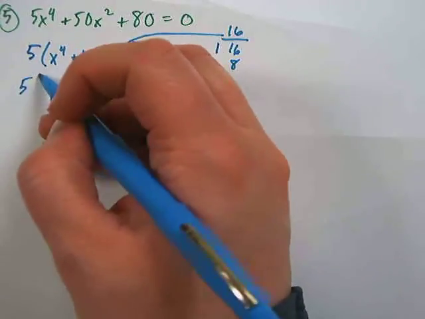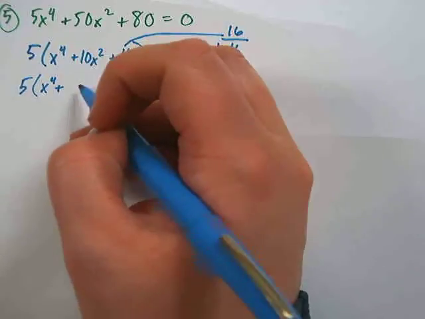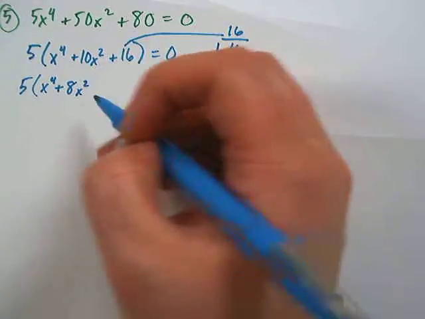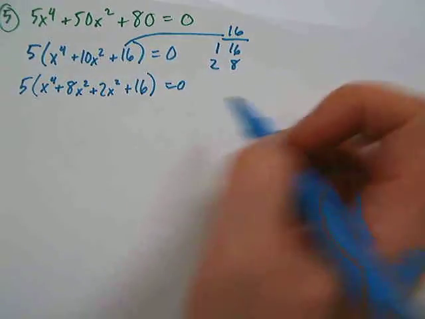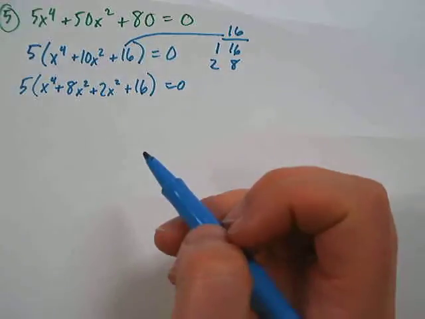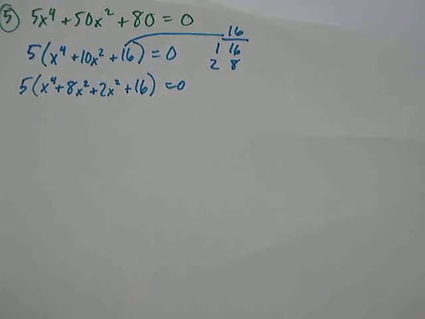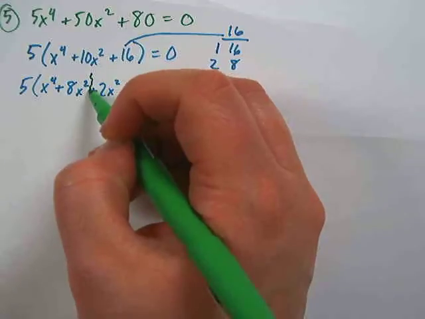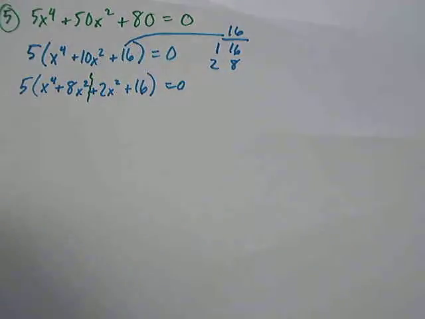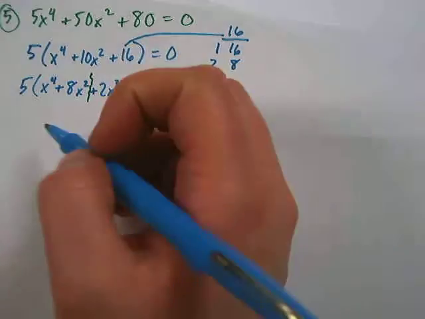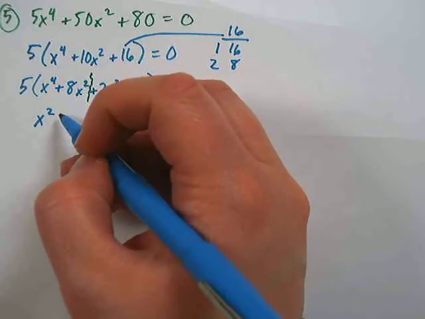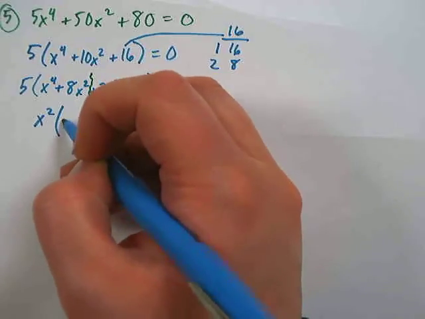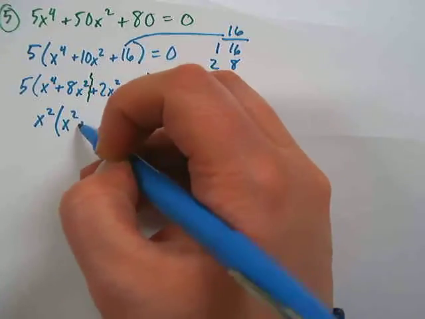So we can rewrite this as x to the 4th plus 8x squared plus 2x squared plus 16 equals 0. So 8x squared plus 2x squared is still 10x squared. So we're still okay for that. Didn't change the value of the function. So now we can take our approach of splitting things down the middle. And we can end up with x squared is the GCF on this side. So we have x squared times x squared plus 8 left over.